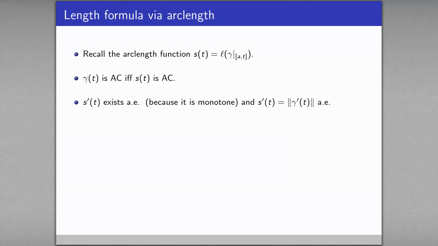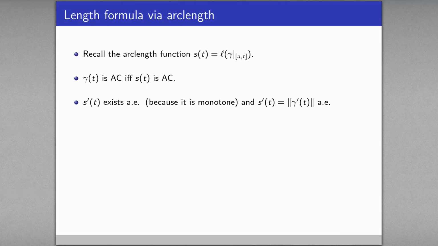In the videos on the theory of BV and AC, I will definitely cover this. And the second claim, very important here, is that s prime, in fact, equals the norm of gamma prime. This is a real valued function and its derivative. This is a vector, but we take the norm to get a real number. It turns out that these are equal almost everywhere.